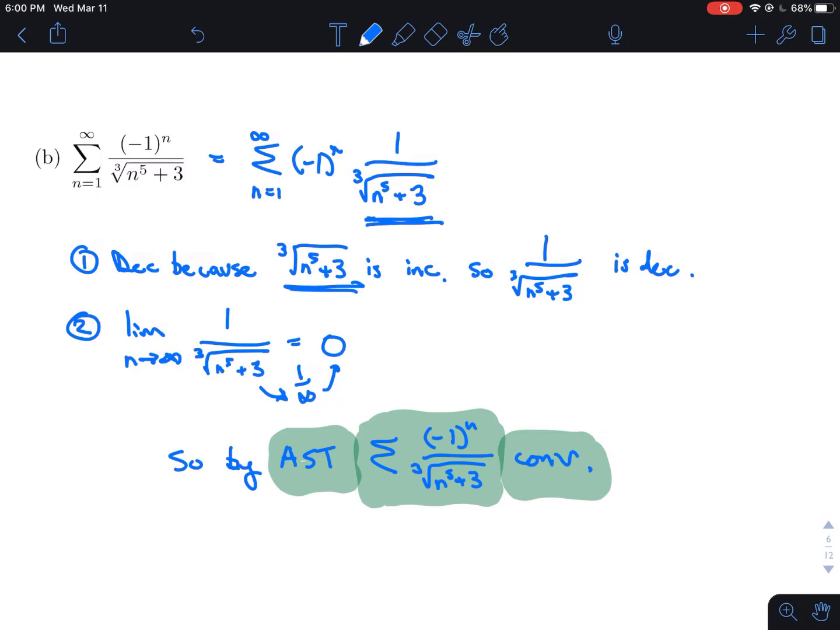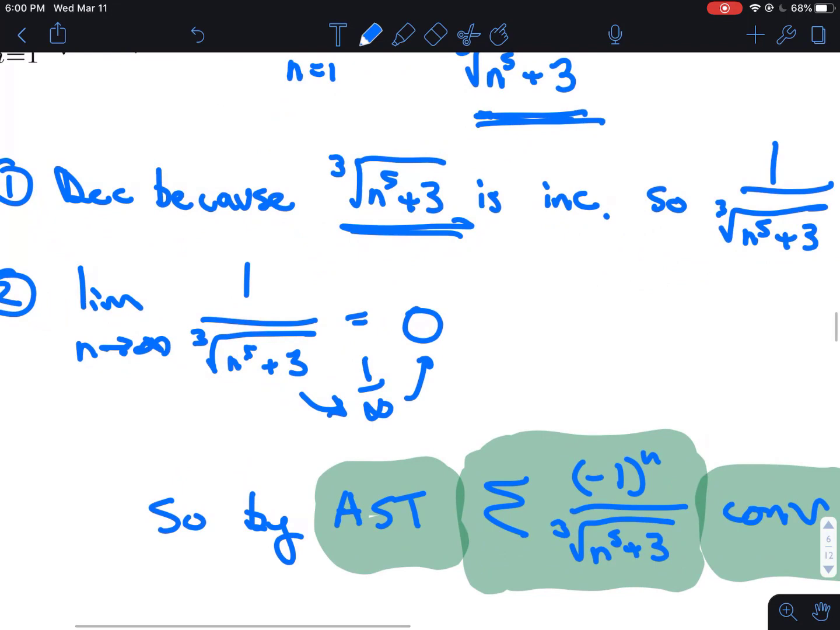The other half is that we need to make sure that the limit goes to 0. And again, the numerator is just constant. It's regular old 1. And so as you plug larger and larger things into the denominator and it's increasing, it'll eventually go to infinity in this case.